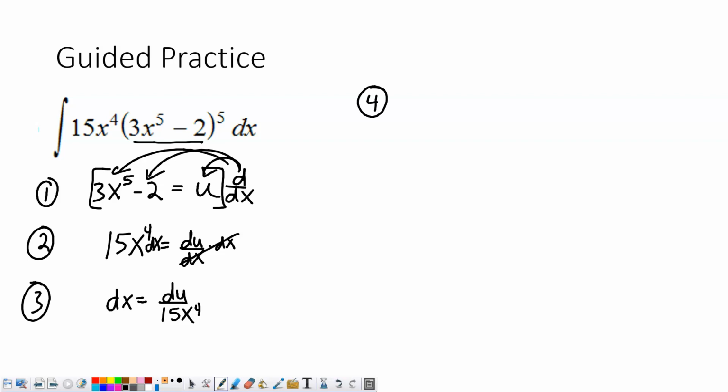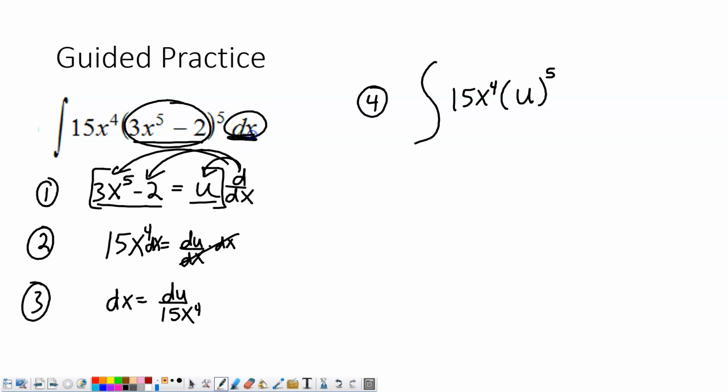Pause the video. This is the U-substitution step. So for step four, this is what you guys should have done. You should have replaced the inside function with what it equals, u. The 15x to the fourth is going to stay there for now, but the inside function is going to get replaced with a u. So instead of 3x to the fifth minus 2 raised to the fifth power, it's just going to be u to the fifth power. And you also should have replaced the dx. We know that dx is equal to that. All right.